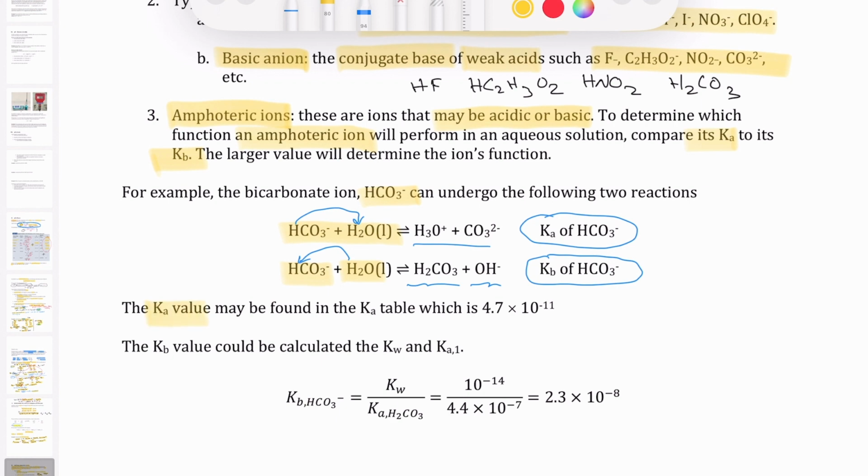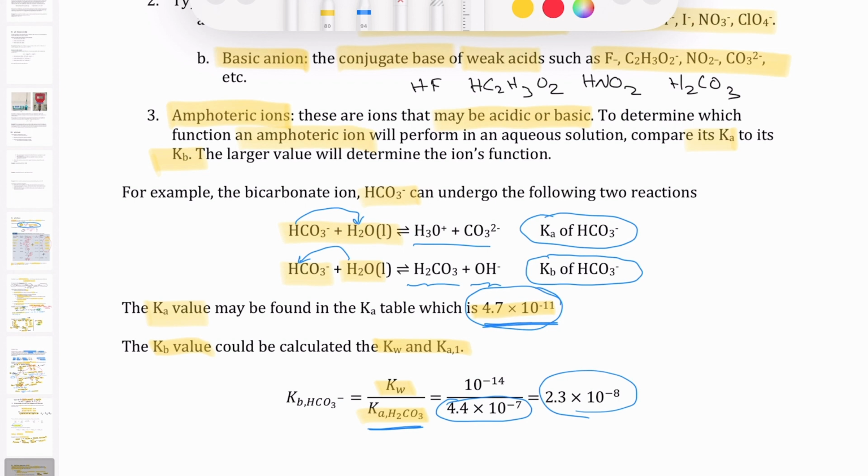If I look up the Ka value of bicarbonate, it's actually 4.7 times 10 to the minus 11, and now I need to find the Kb value. The Kb value is not given, but we can calculate it using that Kw and Ka relationship. So in this case, we will take Kw divided by the Ka of the conjugate acid, being carbonic acid. So we'll use the value of Ka of carbonic acid. Very important, I'm not using this Ka, which is the Ka of bicarbonate. I'm using the Ka of carbonic acid, which is this number. So it's different. What I end up getting is this value.